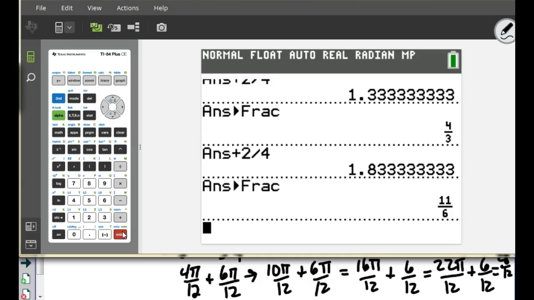11/6. Everybody good? So you can use a calculator. You getting it?